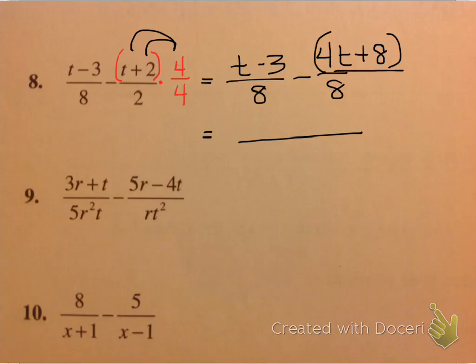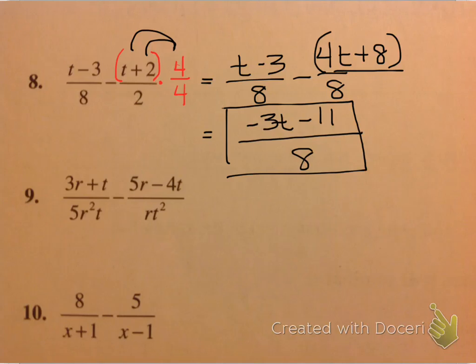So my denominator is 8. I have t minus 4t, which would be negative 3t. And I have a negative 3 minus 8, which would be a negative 11. If I could factor my numerator, then I would to see if anything would cancel, but nothing will factor, so this would be my final answer. Negative 3t minus 11 all over 8.